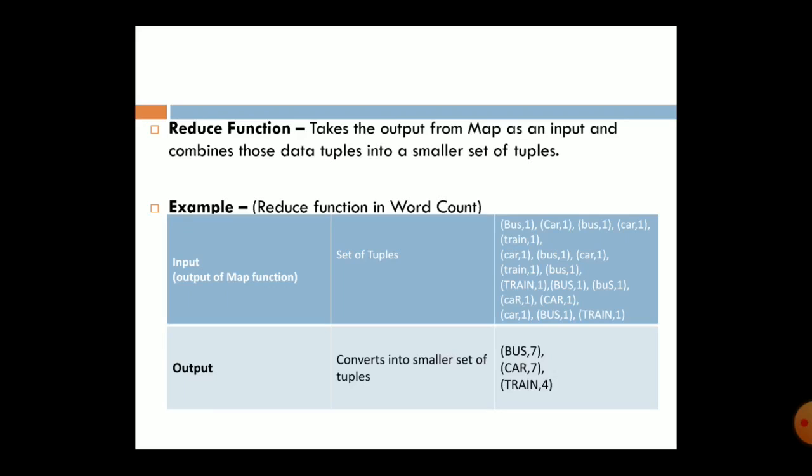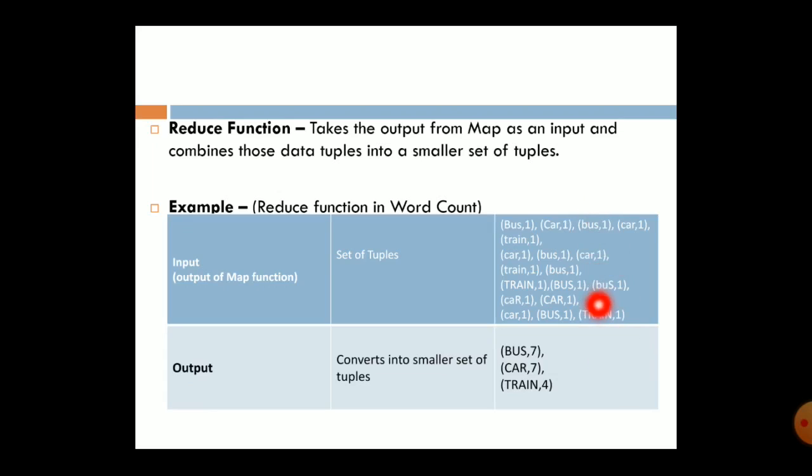Now it's the time of the reduce function. Map function we have seen. Now the reduce function takes the output from the map function as an input and combines those data into a smaller set of tuples, as it is going to reduce. The input here is the output of the mapper function, the name and its value, key and value. Now how should the output be in a reduced format? The word bus comes how many times, car comes how many times, train comes how many times. This is the reduced version.